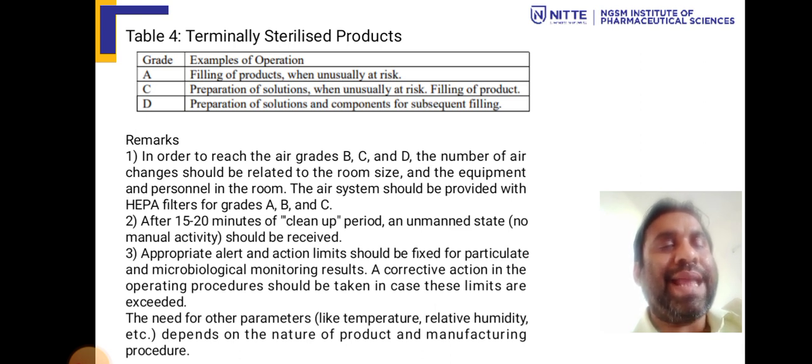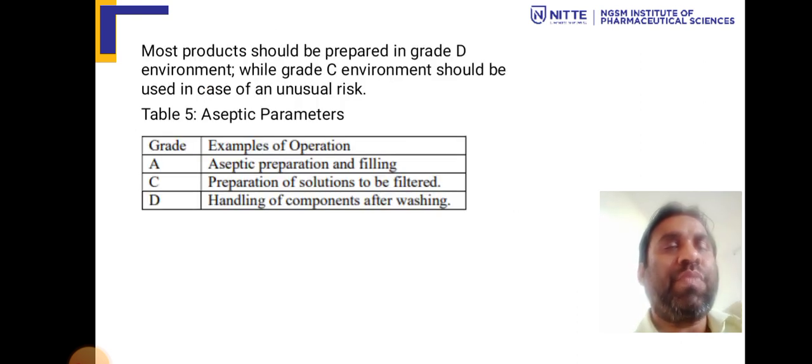Appropriate alert and action limits should be fixed for particulate and microbial monitoring results. A corrective action in the operating procedure should be taken in case these limits are exceeded. The need for other parameters like temperature, relative humidity, etc. depends on the nature of the product and the manufacturing procedure. Most of the products should be prepared in a grade D environment, whereas a grade C environment should be used in case of unusual risk. Examples of aseptic parameters are in table 5.